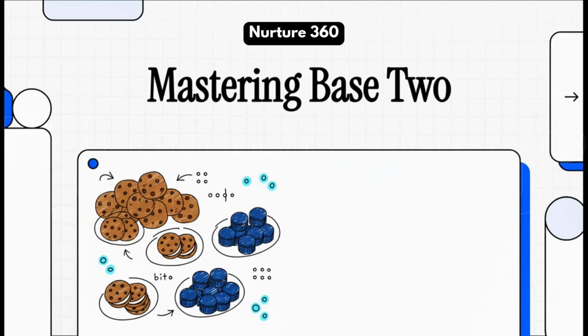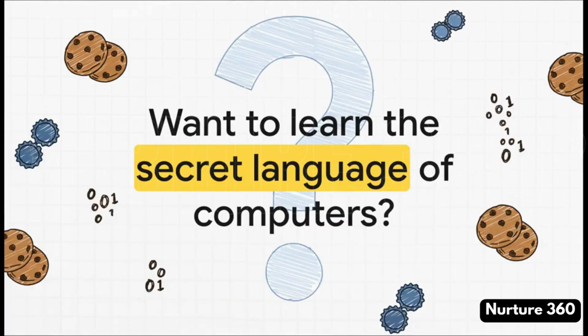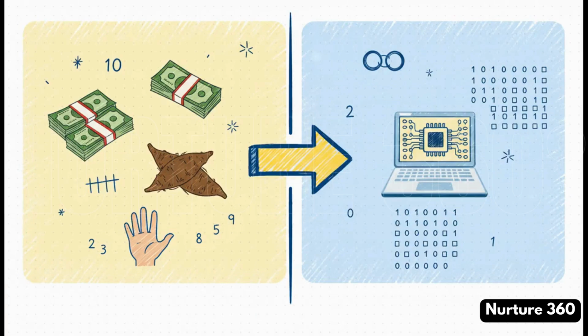We're going to decode the secret language of computers. And you know what? It's way simpler than you might think. The whole key, it's just the number 2. So, do you want to learn it? Because that's exactly what we're here to do. We are going to crack this code, and we're going to do it together, step by step. Okay, let's get right into it.